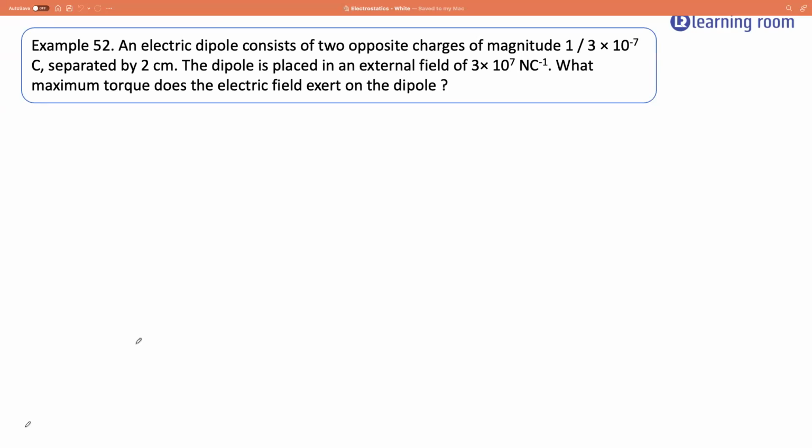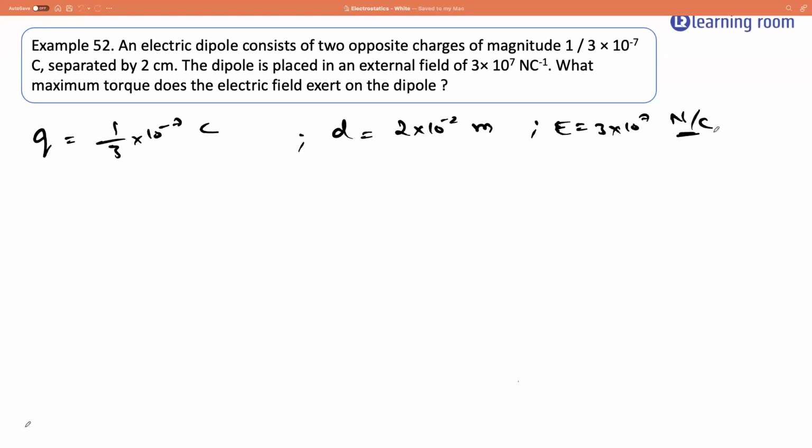Answer this. An electric dipole consists of two opposite charges of magnitude 1/3 into 10 power minus 7 Coulomb. And they are separated by a distance of 2 into 10 power minus 2 meter. The dipole is placed in external electric field of value 3 into 10 power 7 Newton per Coulomb. What maximum torque does electric field exert on this dipole? They use the word maximum. When is maximum torque possible? Theta 90. Because sin 90 has the maximum value.